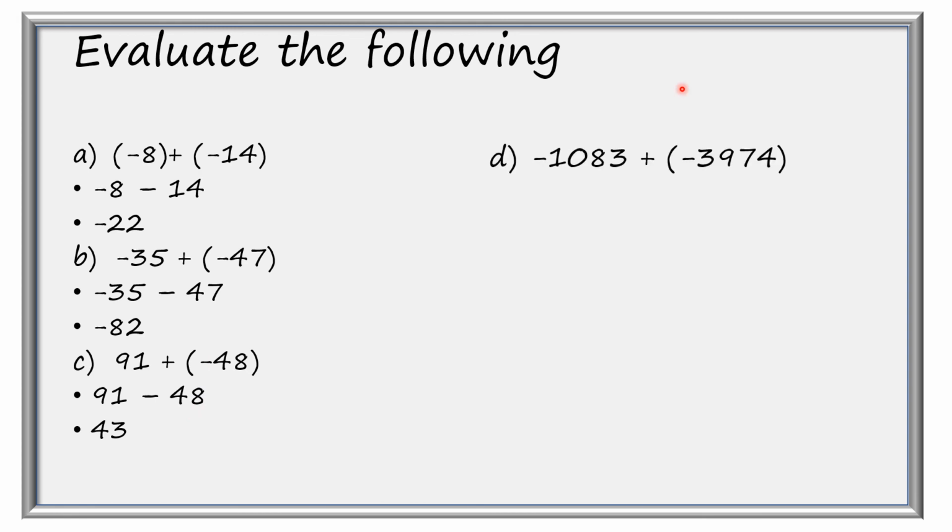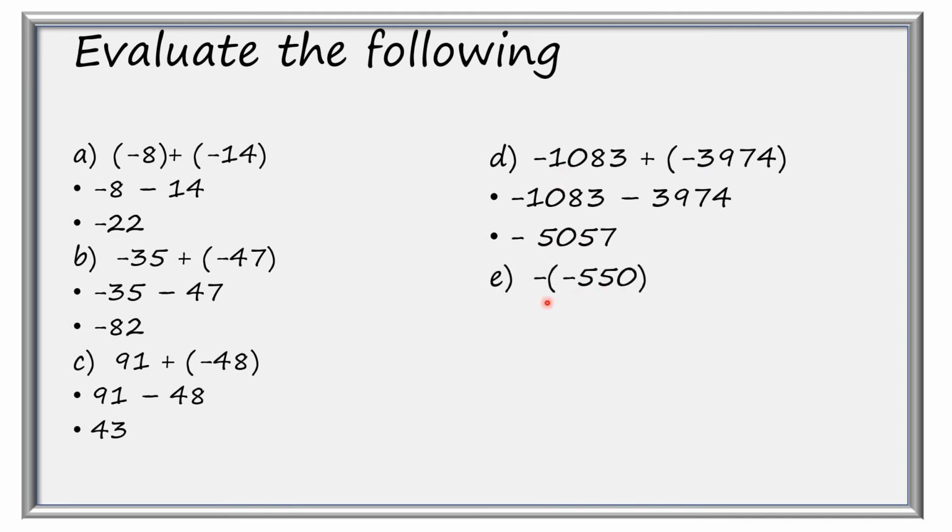One more question. Minus 1083 plus minus 3974. Both are negative integers. It means we will add them and we will put the sign of minus because both are negative integers. Now here is minus and in brackets minus 550. Here is minus and minus will be plus. So our answer will be plus 550.